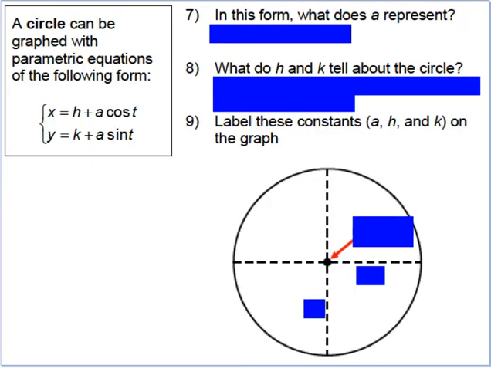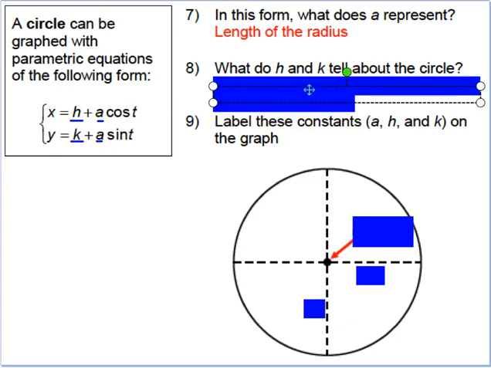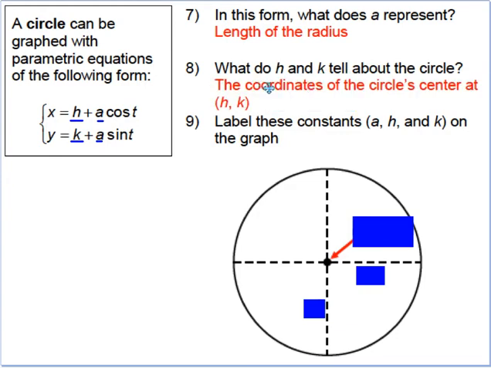All right, so what does this tell you about how to draw a graph from parametric equations? So you have an H, a K, and A's here. Okay, so in this form, what does the A represent? Hopefully you figured out the A was the length of the radius. Okay, what do the H and the K tell about the circle? Those are the coordinates for the center of your circle. Okay, center is at H and K.